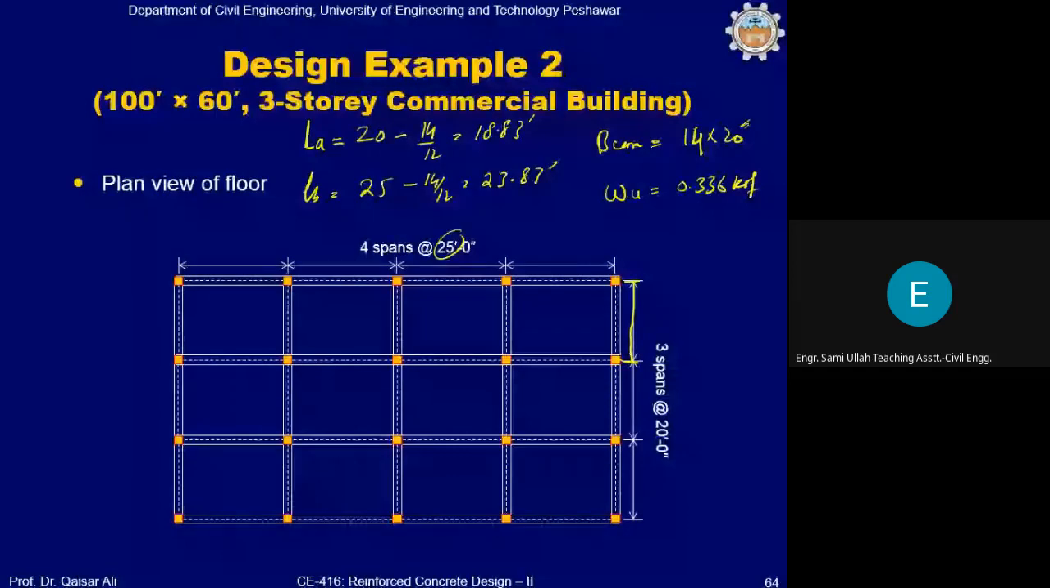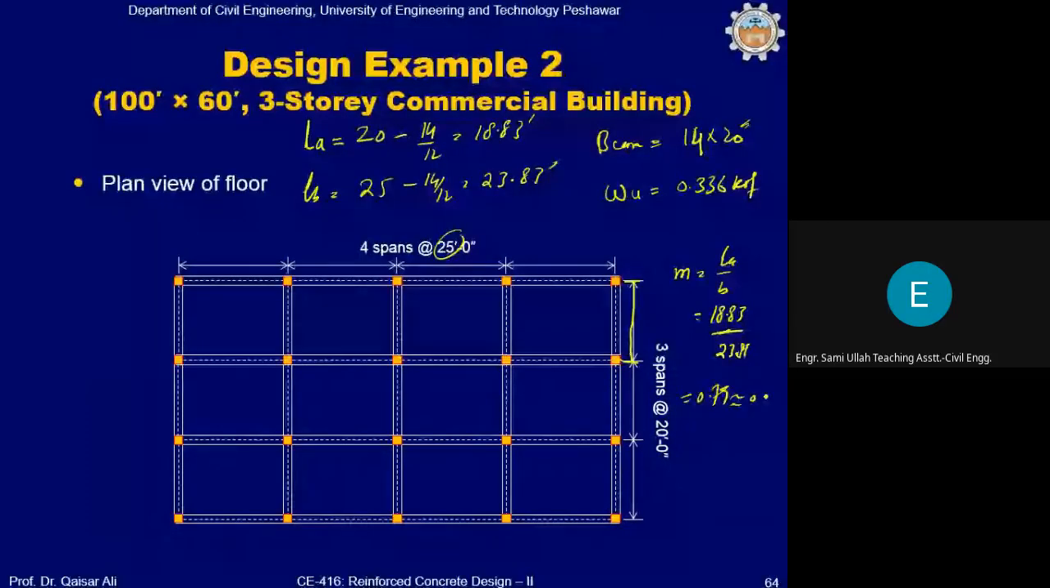From this you can calculate m. So m is equal to LA divided by LB. ये जरा कैलकुलेट करें शाबाश. 18.83 divided by 23.83. ये वैल्यू बताएं शाबाश. 0.79, so almost equal to 0.8. So the m value is 0.8, and for different boundary conditions, the shorter direction load transfer coefficient will be given.